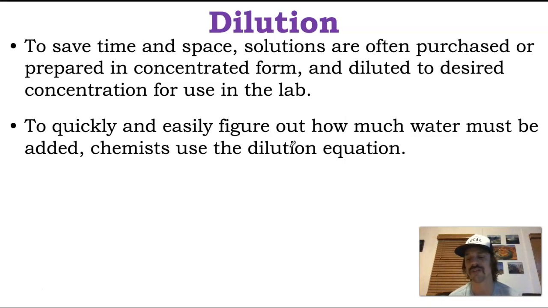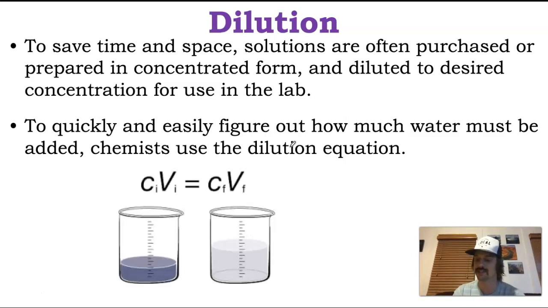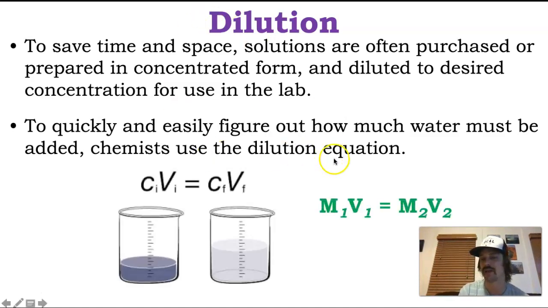And this is most often done with acids, sometimes bases. Okay? So to quickly and easily figure out how much water must be added, we use a dilution equation. This is a lot like Boyle's law equation, but instead it's using concentration. And I would write this down. I would write M. They're the same thing. Sometimes you'll see it as C, standing for concentration. More often you'll see it as M.